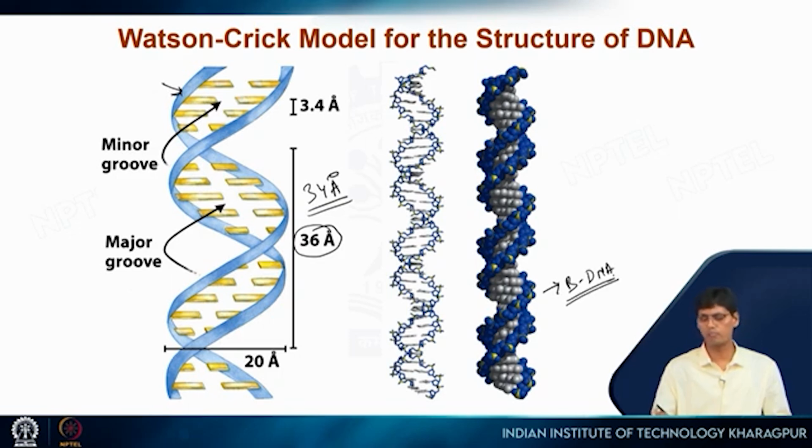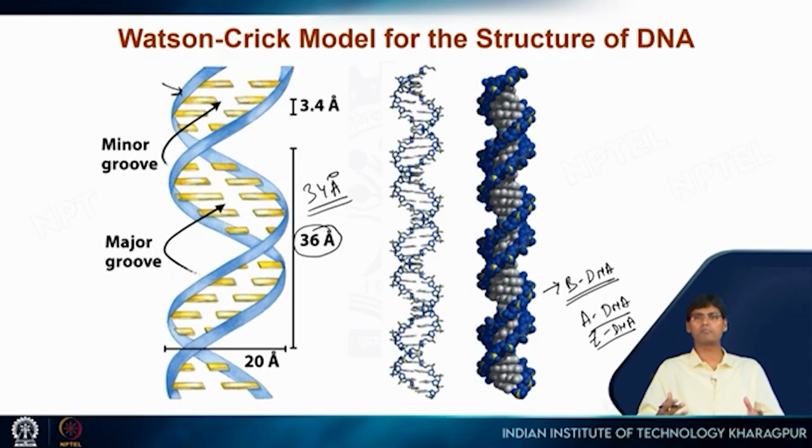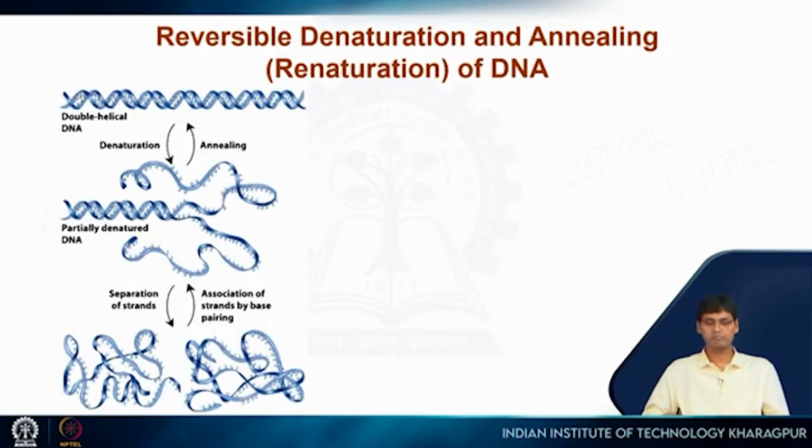Now in textbooks, you might find A DNA and Z DNA. They have some additional features. They are a little different in terms of the width of the DNA and how many nucleotide pairs are present per turn. There are little differences, but those are not important to understand the fundamentals of nucleic acids. That's all.